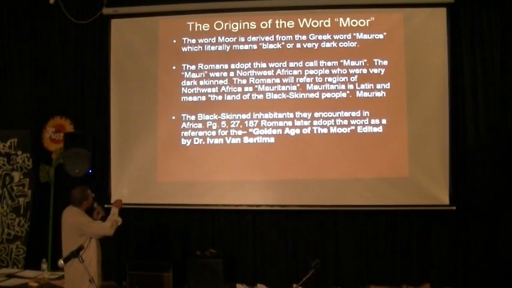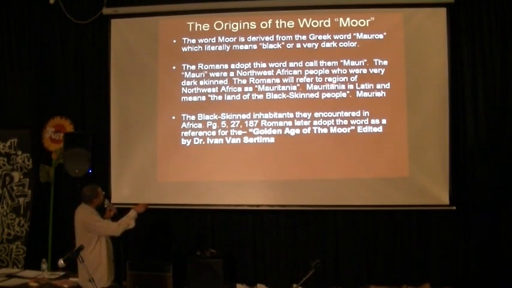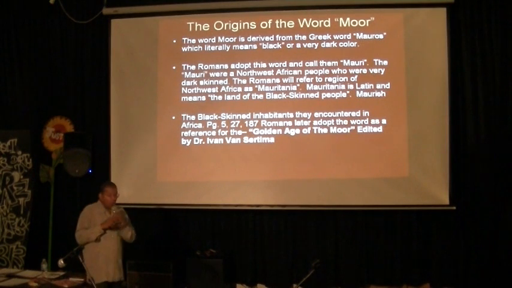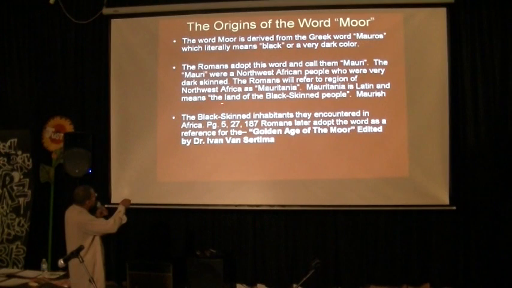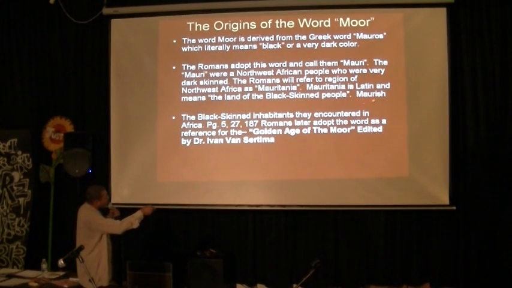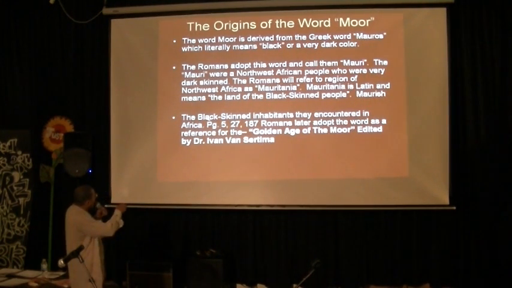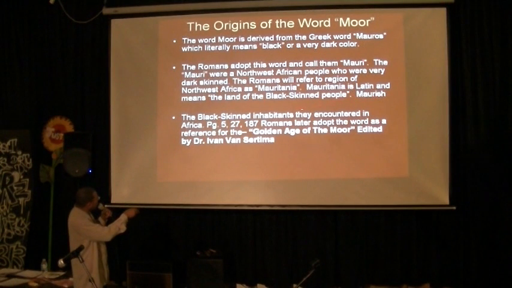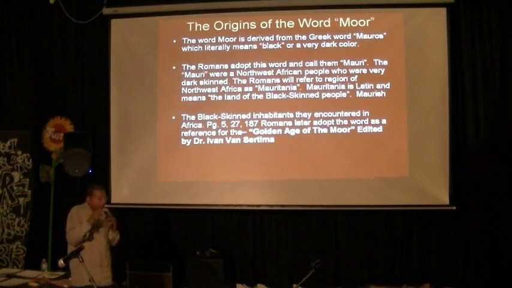The Mauri were a Northwest African people who were very dark-skinned. The Romans referred to the region of Northwest Africa as Mauritania. At one time, they called all of Northwest Africa Mauritania, and Mauritania is Latin. It means the land of the black-skinned people. You also see that word Moorish as well. They were using these names to denote the black-skinned inhabitants they encountered in Africa.